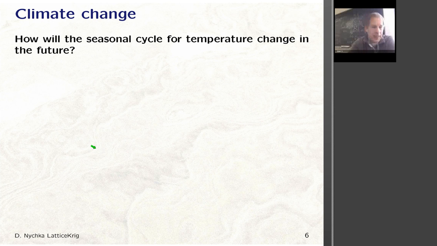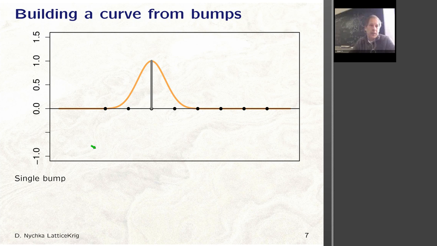The NARCAP grid is about 9,000 points. So nominally, to do spatial statistics on this, we have 9,000 locations to build our models. Okay, so let me tell you a little bit about Lattice Krig.